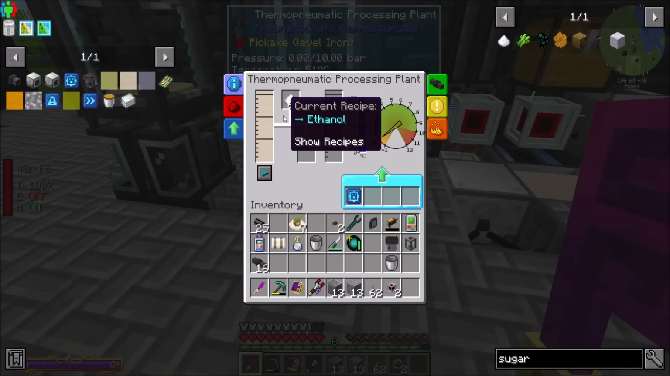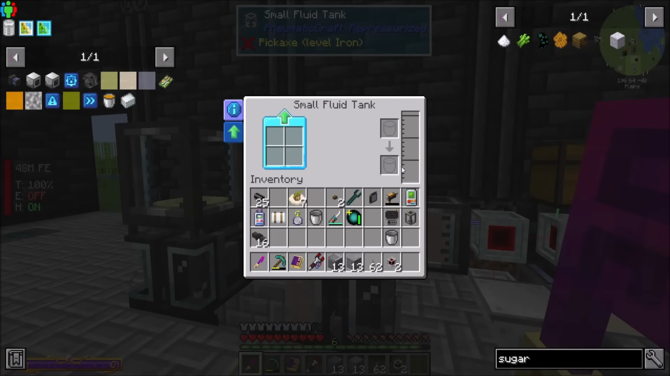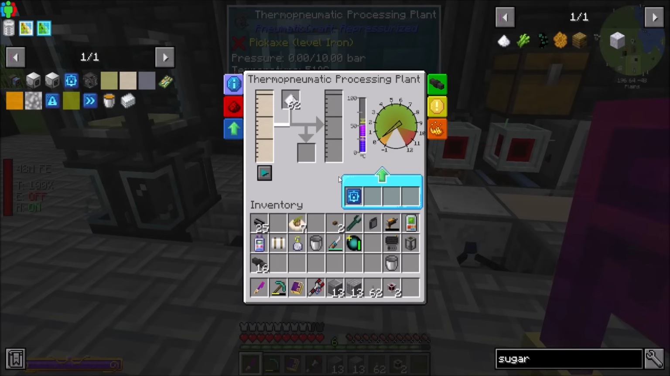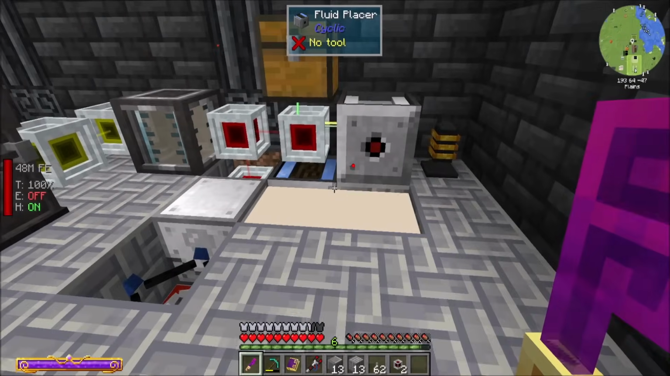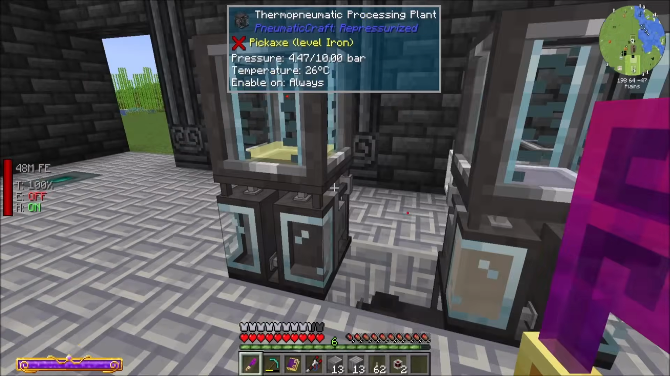Well, the thing is I have an automated sugarcane. I mean, I have a lot of it, don't get me wrong, but I just haven't automated it, so that's my slight concern there. But yeah, now we're getting 50 per operation here, and that's pretty cool. All right, so that's cool. Great.